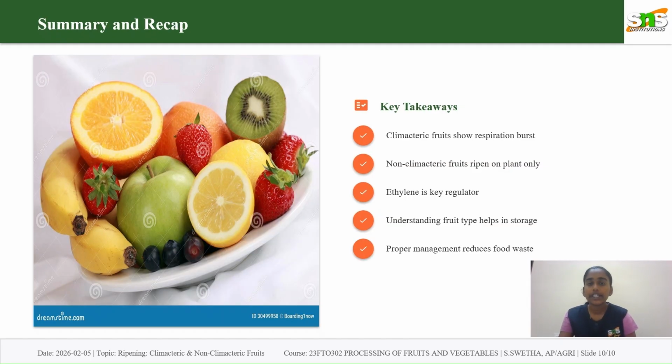Here are some key takeaways that I summarized from all we have discussed in this PPT: how important ethylene gas is, and the integration of IoT. We can develop new models for fresh fruits and vegetables under ripening and under climatic and non-climatic conditions, and proper management of how we can store and package them, etc.